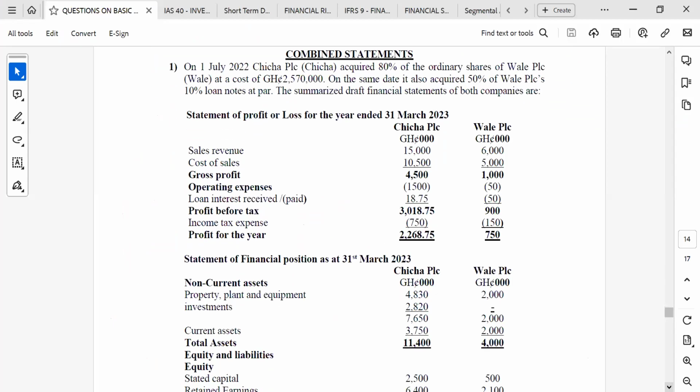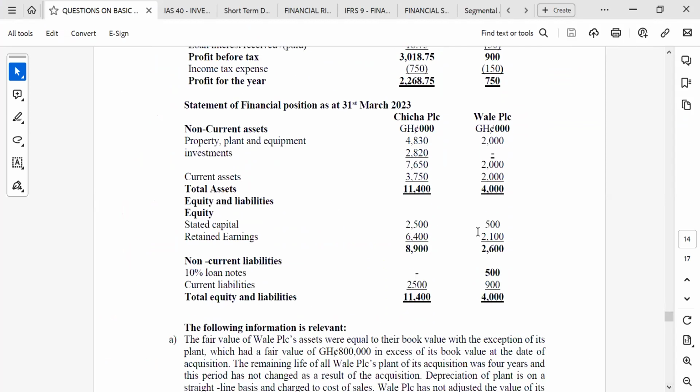Let's come here. What is the retained earnings for the subsidiary? What is the reporting retained earnings, the retained earnings at the end of the year? It is 2,100. Can we say that this 2,100 is the retained earnings at the beginning plus the profit for the year? Sure, that's it.